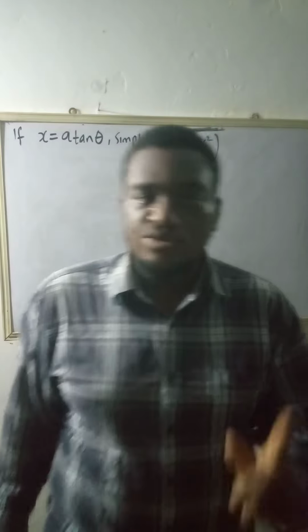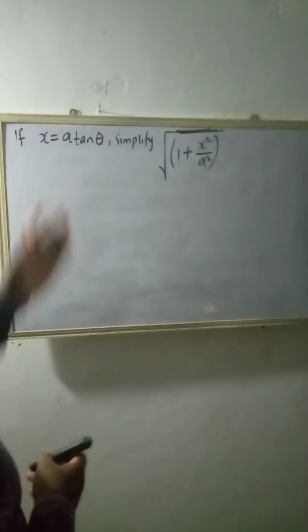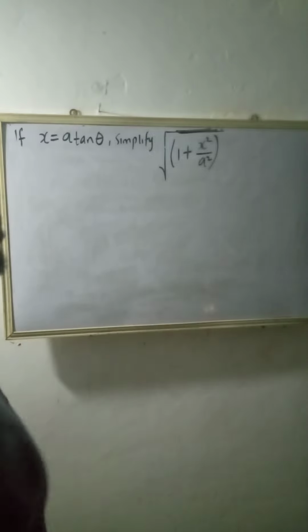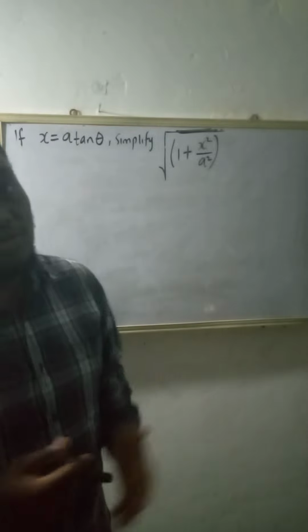Let us obtain a solution to this question. We are asked that if x is equal to a tan theta, simplify this fraction: the square root of 1 plus x squared over a squared. It can look tricky at first, but it is quite simple. Let's look at it together.